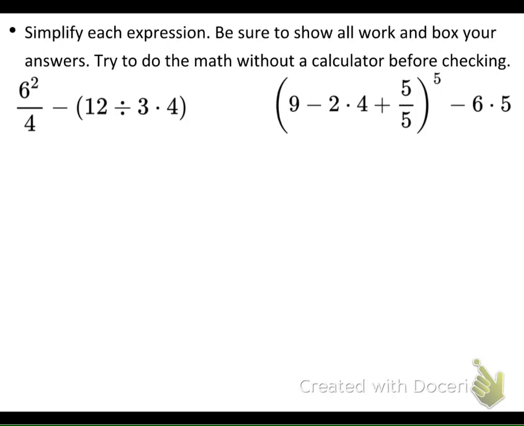So I'm going to write P, E, M, D, A, S. Then I'm going to group the M and D and the A and S because we do those at the same time. Now, P stands for, E stands for, M and D stand for, and then A and S stand for.